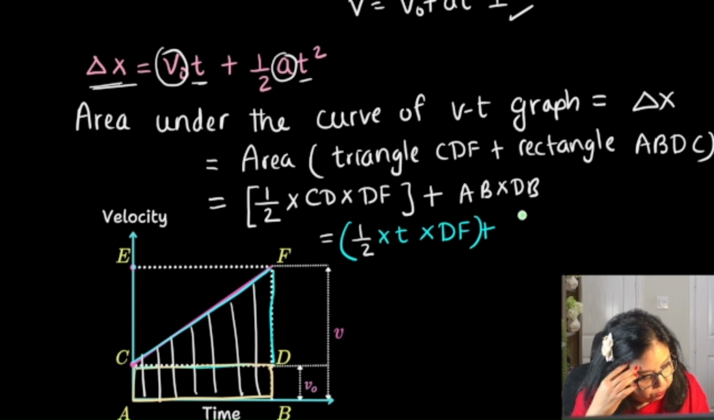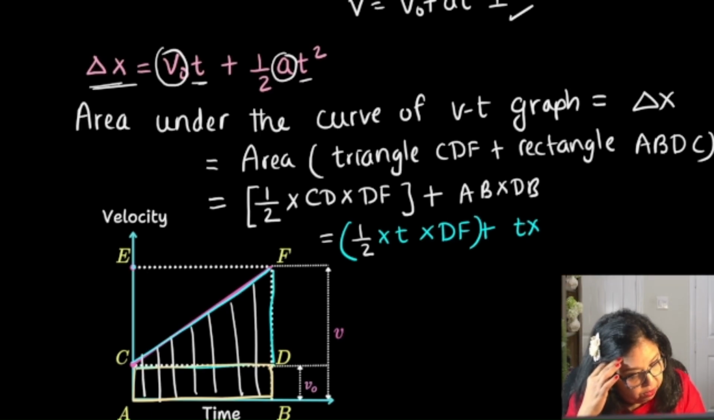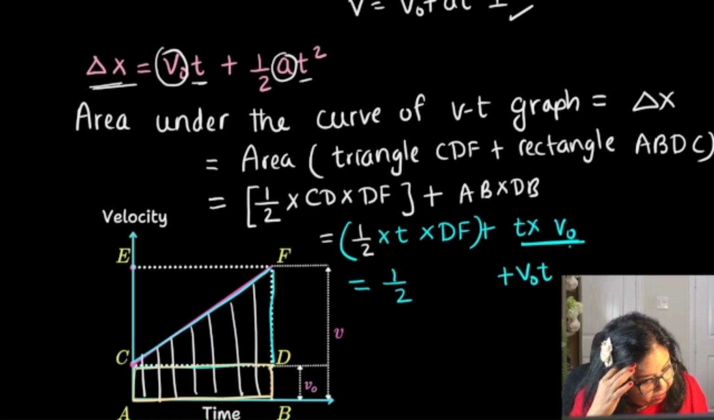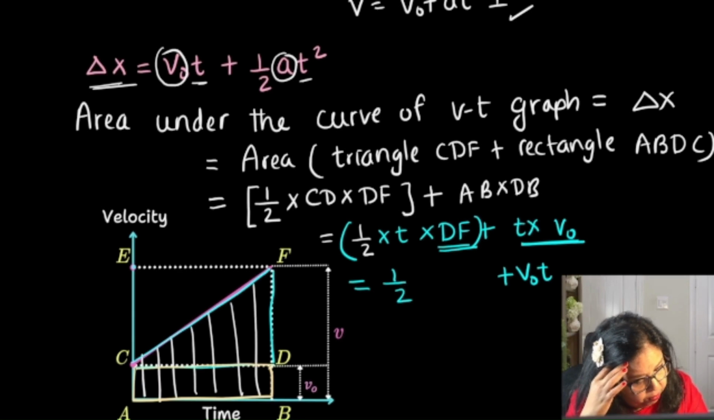AB. What is AB equal to here? AB is equal to time t. Okay. Time t times dB. What is dB? dB is V naught. So here we go. V naught. What do we have now? We have V naught times t, just write it as V naught t plus 1/2. And then from this equation over here, we have 1/2 times t times DF.